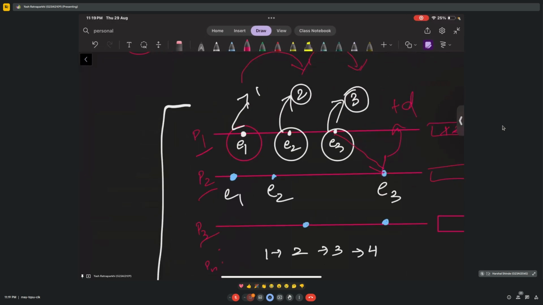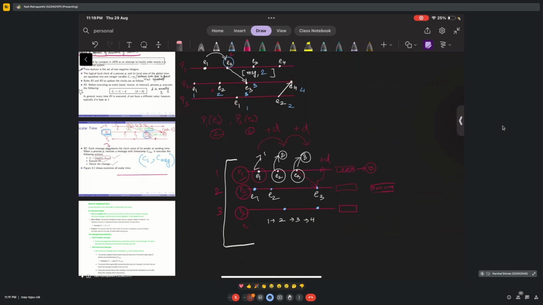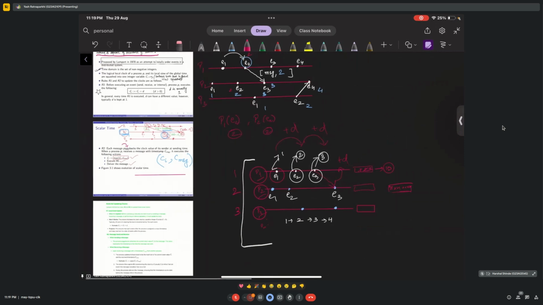So what is the process ID for this process? 1. What is the ID for this? 2. What is the ID for this? 3. This is the process ID. This is a unique identifier. Okay, and understand this point. Why is it coming into the picture?